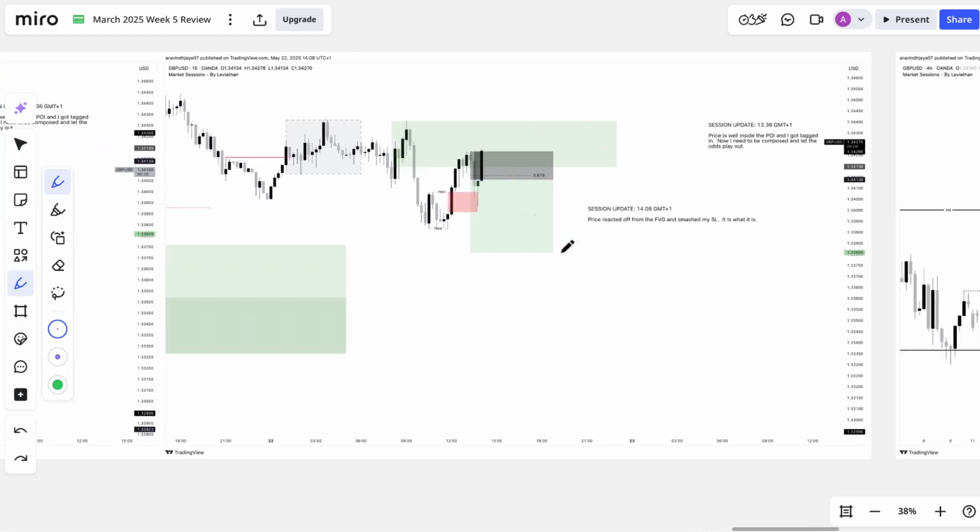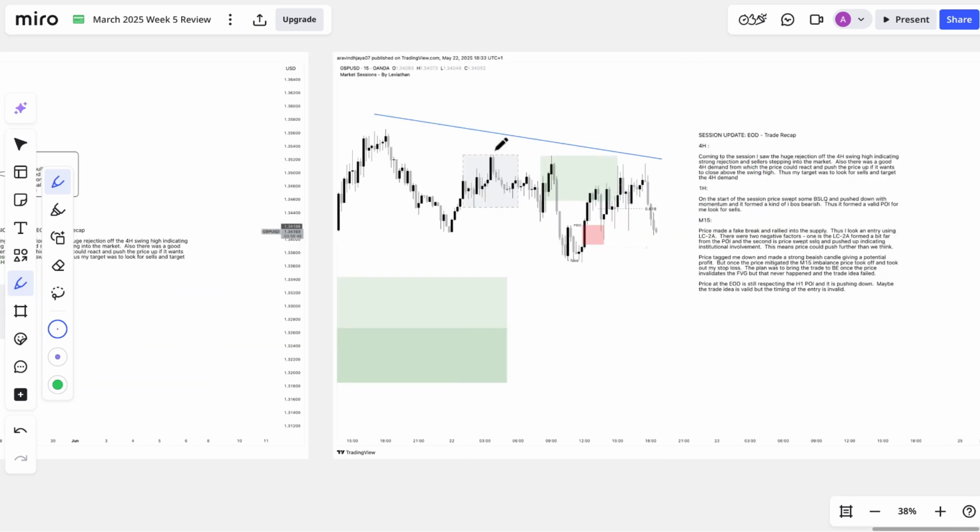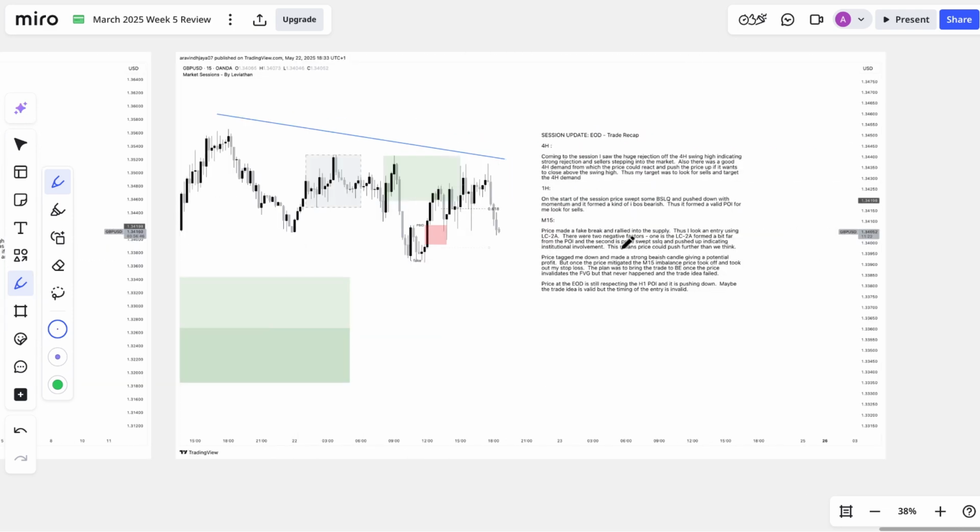And yeah, it happened. Price did not mitigate this POI, but it mitigated the fair value gap, and then made a strong rejection, pushed up, took out my stop loss, and it eventually came down. So this is a trade recap. You can pause the video and go through it once, but yeah, it is what it is.